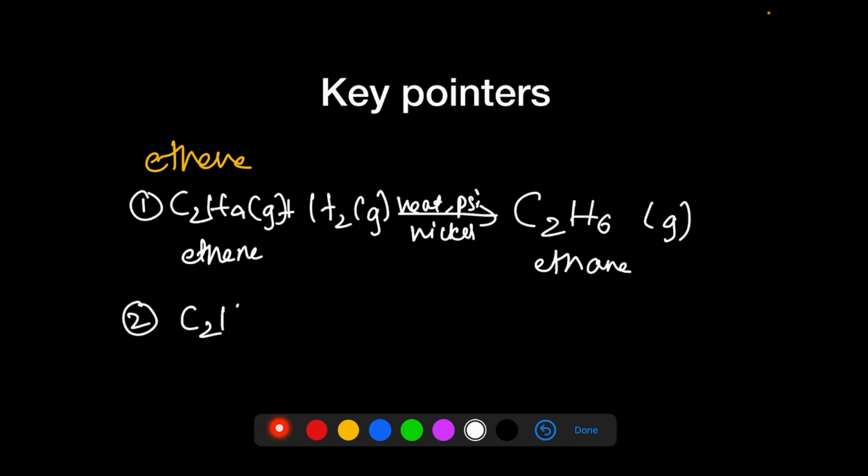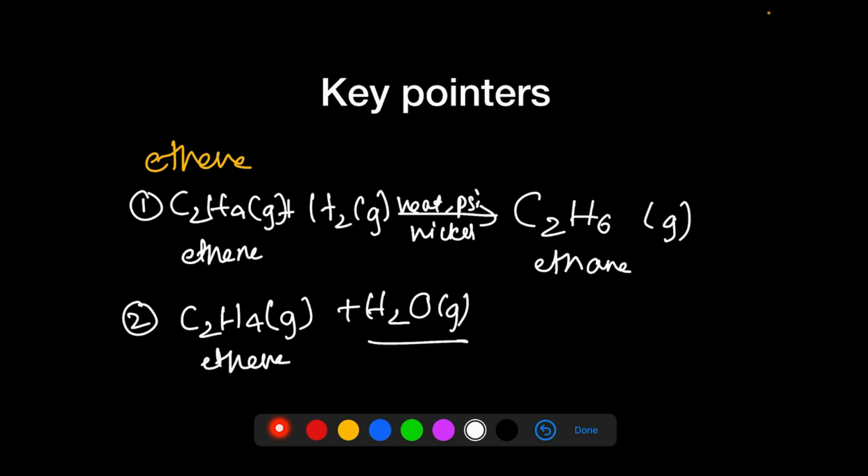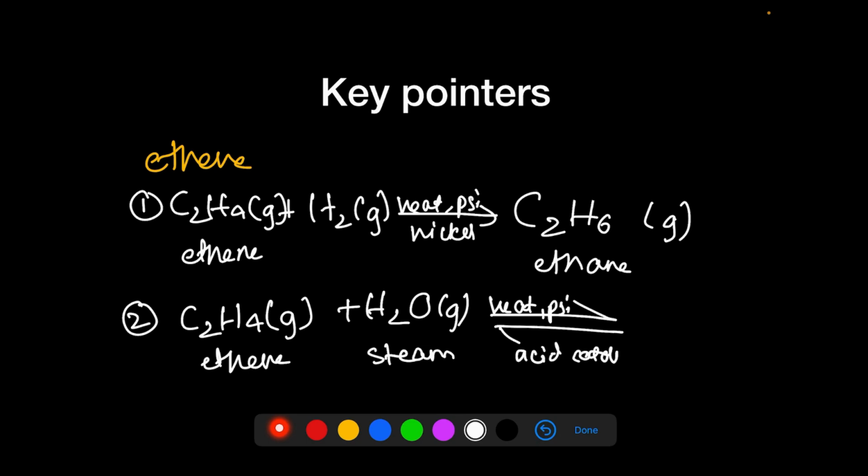Secondly, we have C2H4, which is ethene, plus H2O, which is water vapor, or you can know it as steam. We'll get to the conditions of this reaction later. For now we just say heat, pressure and acid catalyst, which forms C2H5OH, a liquid, and this is ethanol, part of the alcohol homologous series.